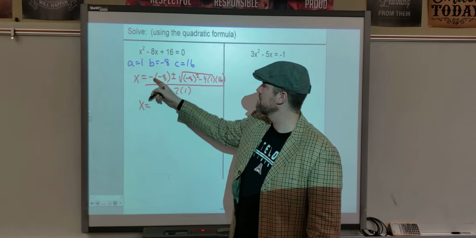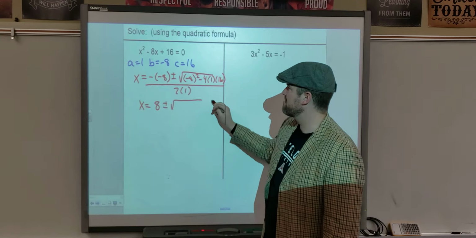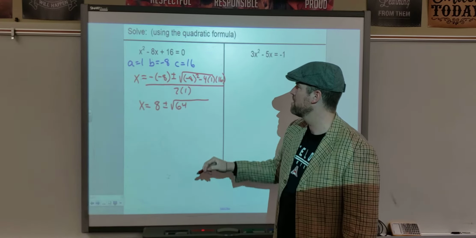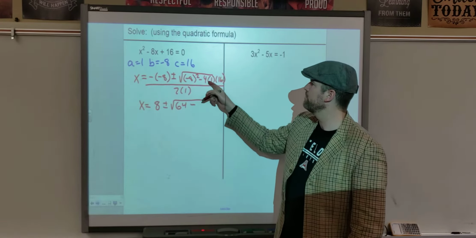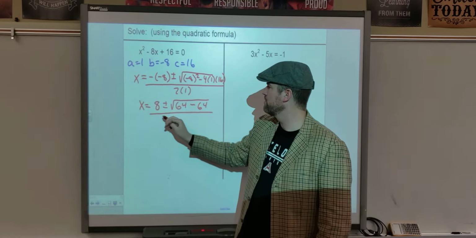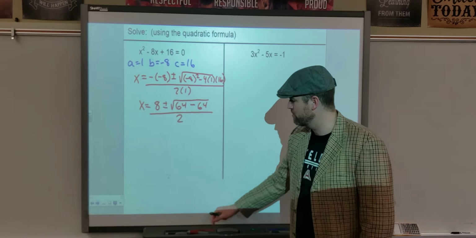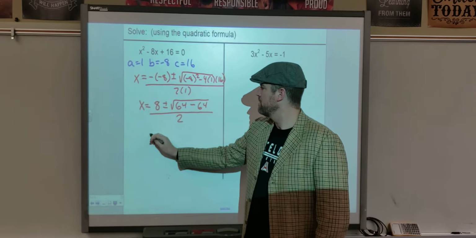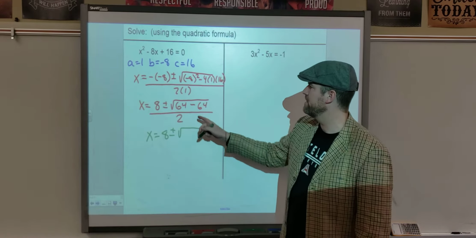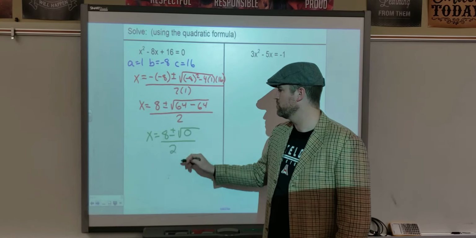X equals negative, which is a positive 8, plus or minus the square root of negative 8 squared, which is a positive 64, minus 4 times 1 times 16, which is also 64, over 2. This one's a little bit more unique, and we'll explain why in a second. We get x equals 8 plus or minus the square root of 0 over 2.